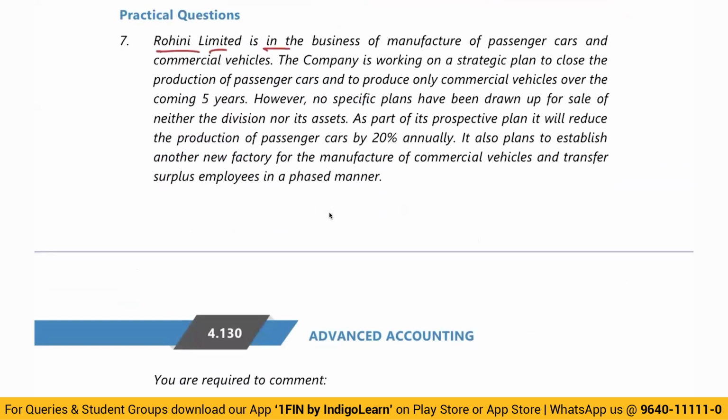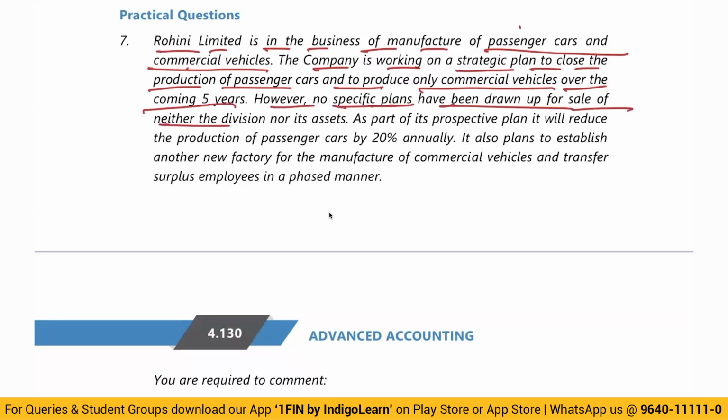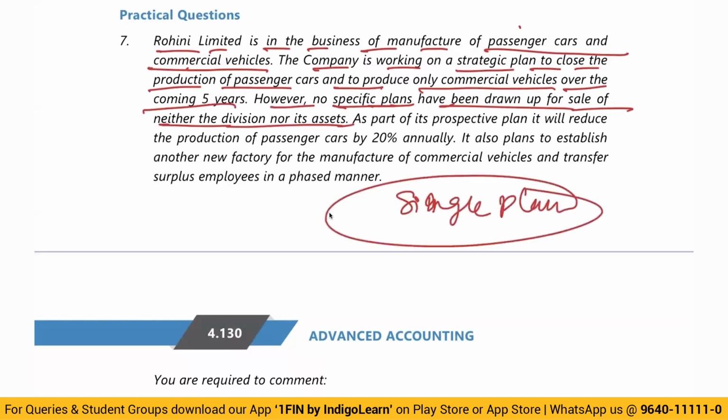Rohini Limited is in the business of manufacture of passenger cars and commercial vehicles. The company is working on a strategic plan to close the production of passenger cars and to produce only commercial vehicles over the coming 5 years. So gradually you want to shut down passenger cars and produce only commercial vehicles. However, no specific plans have been drawn up for the sale of either the division or its assets. It's very important. There has to be a single plan. The question itself says there is no single plan.